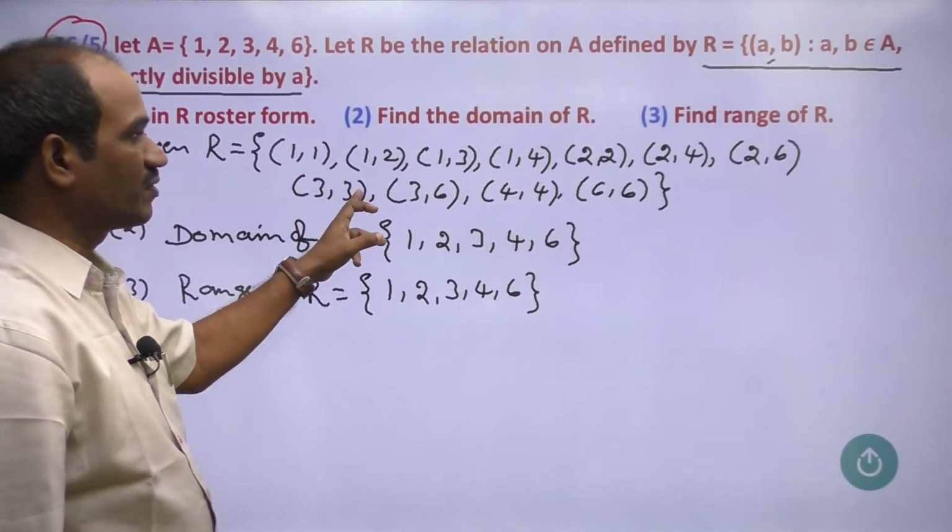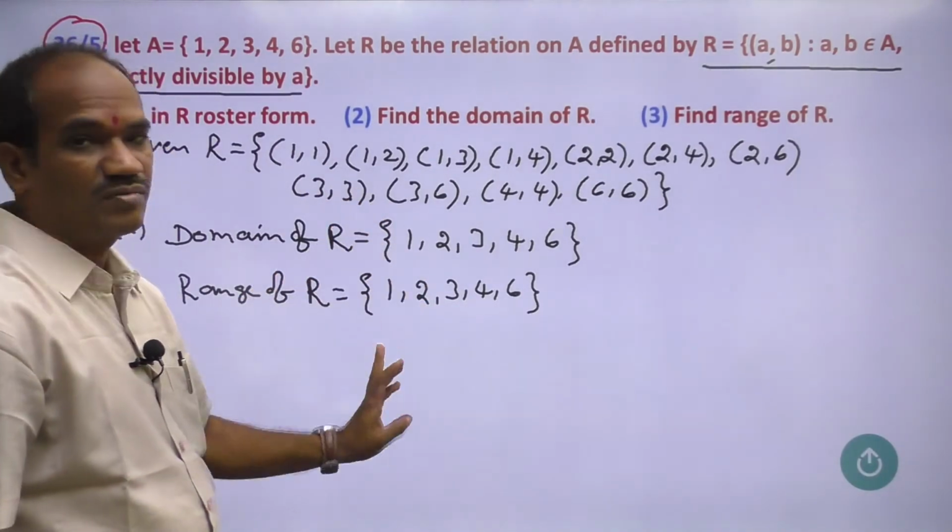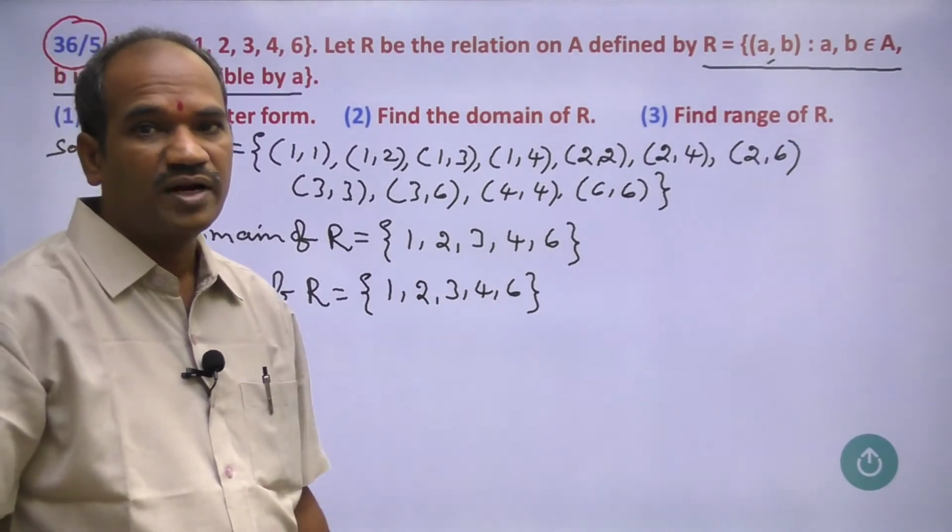So this is the roster form, 1 mark, the domain 1 mark, the range 1 mark, 3 marks in total. Write this question and practice one time.